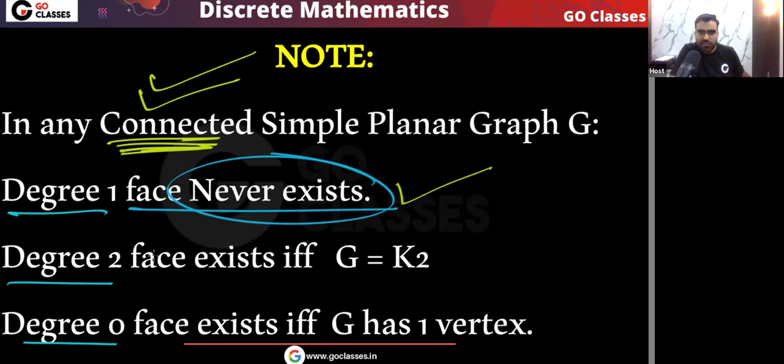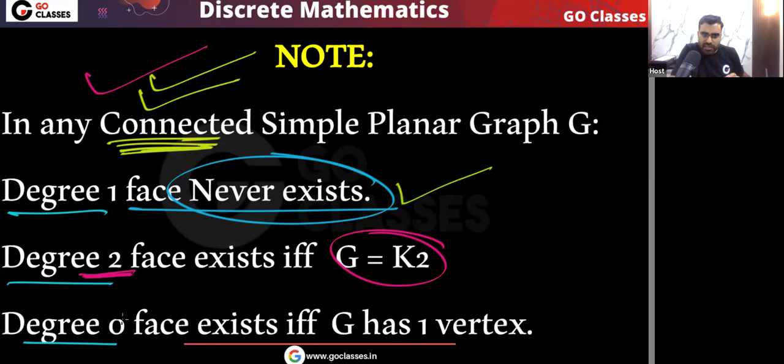You already know, degree 1 face can never exist. Whatever graph you take, connected, disconnected, whatever graph you take, degree 1 face can never exist. Now, if you are taking a connected graph, then degree 2 face will exist if and only if your graph is K2. Other than graph K2, if you take any graph, then degree 2 face will never exist.